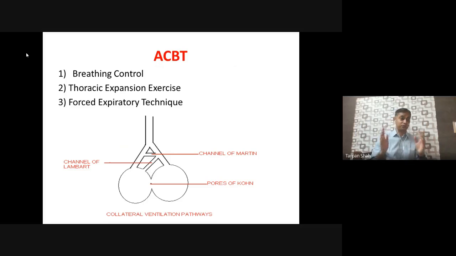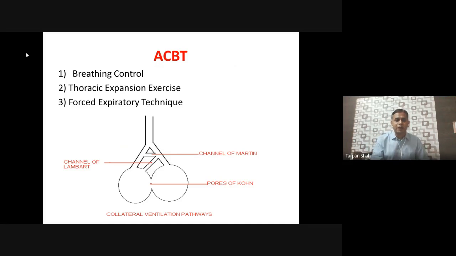And of course, most of the cardiopulmonary physiotherapy books have mentioned it. It's not a single exercise. A series of exercises is present in the ACBT. Breathing control exercise followed by 2 to 3 thoracic expansion exercises. Again, breathing control, then 2 to 3 thoracic expansion exercises. And the last component is your forced expiratory technique, where you have to remove the secretions. Okay, it will be removed.